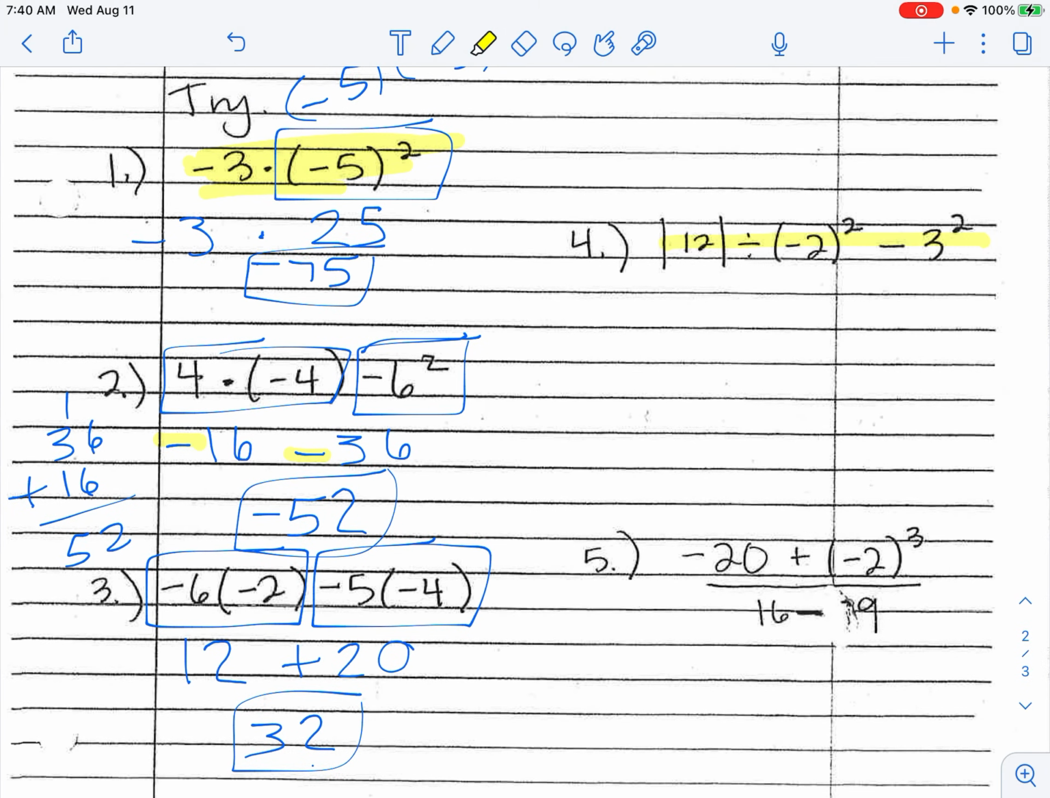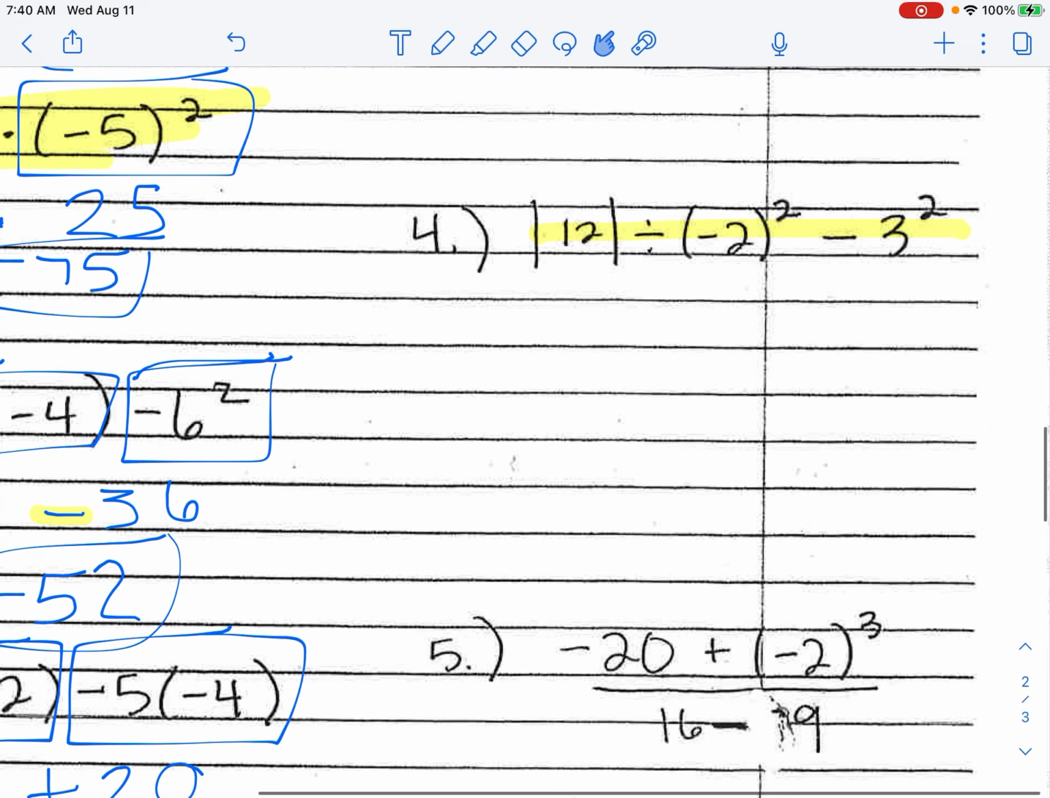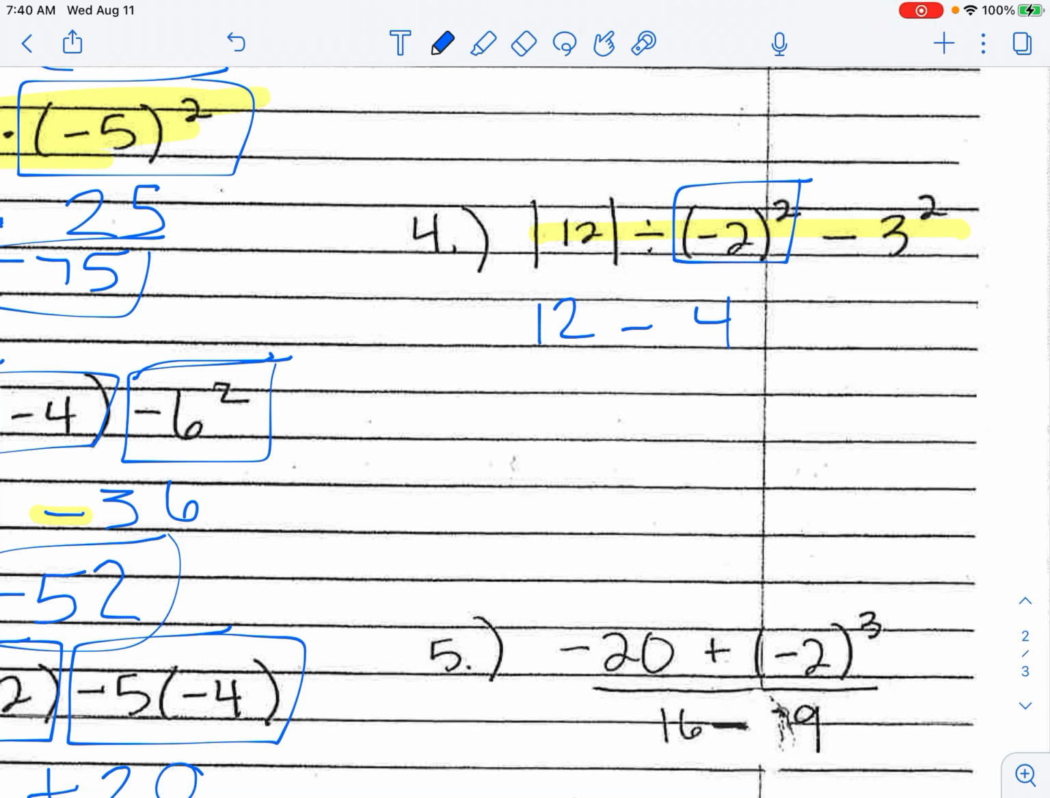Number 4, so I'm looking right here. So I've got a lot going on here. I see absolute value, I see division, I see an exponent, subtraction, and another exponent. So do I see parentheses? No. So I'm going to go ahead and find the absolute value of my 12, and that's 12. And then I'm going to solve my exponents. So negative 2 times negative 2 is positive 4. And I'm going to solve my other exponent. 3 squared is 9. So now I've got 12 divided by 4 minus 9.